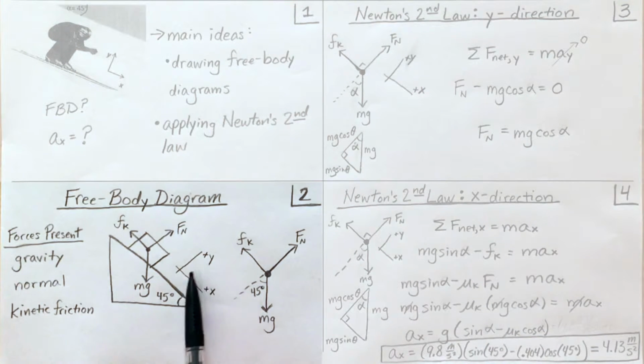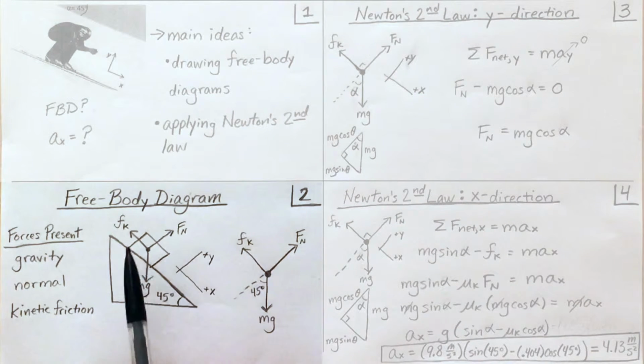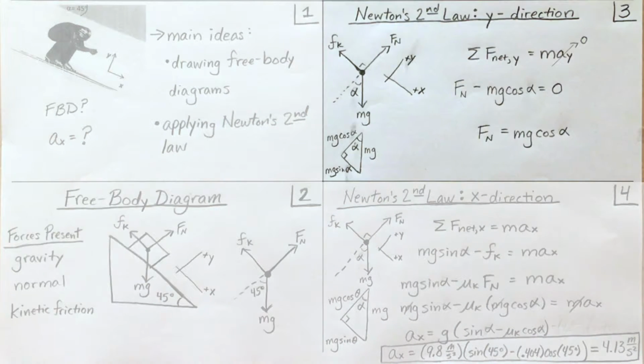Notice that the coordinate system we're using has the y-axis perpendicular to the slope and the x-axis parallel to the slope. The normal force, therefore, is purely in the y direction, the friction force is purely in the negative x direction, and the gravity force now has components in both the y and the x direction. In order to find an expression for the x acceleration, we will need to know the normal force.